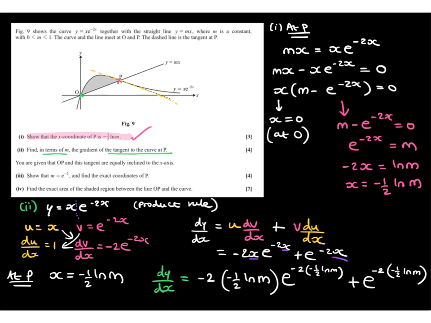So let's simplify this. And we can see that we're going to get ln m from here. Now we're then going to get e to the power of ln m, which will simplify to just give us m, and the same over here. So our final answer is going to be m ln m plus m.